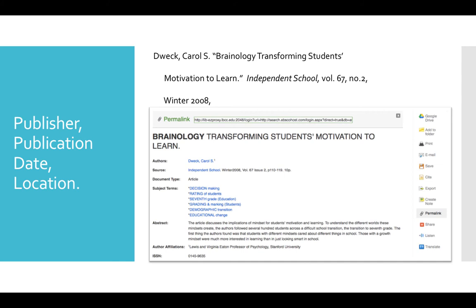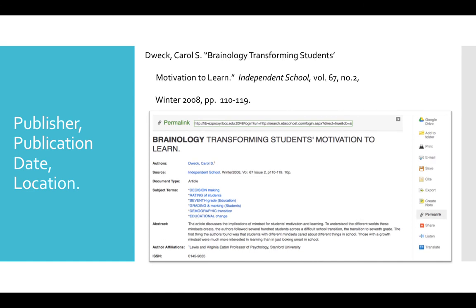Next, we look for the publication date, which is winter 2008. The final item for container 1 is the location. The location for this magazine is the page numbers. So for location, we put lowercase pp period 110 through 119.